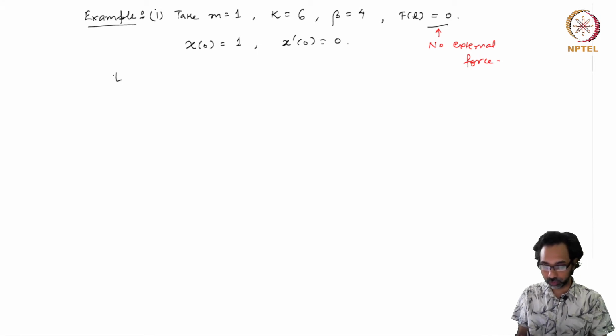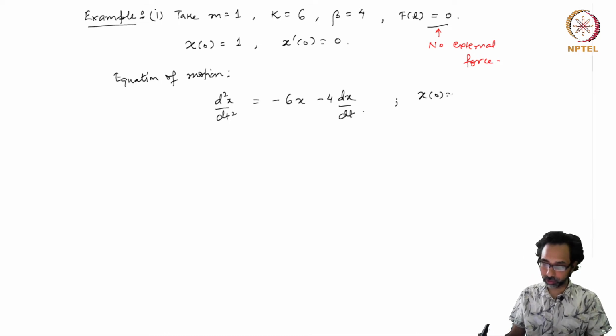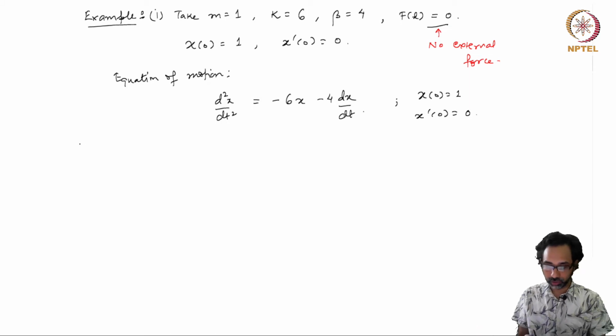So the equation of motion in this case is just d2x over dt2 is equal to minus 6x minus 4 dx by dt, with x(0) equals 1 and x prime 0 equals 0. So now take the transformed equation.